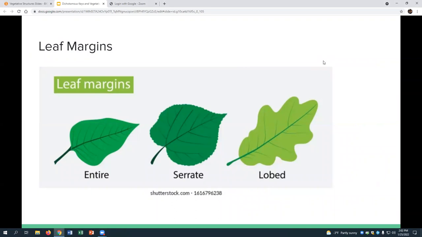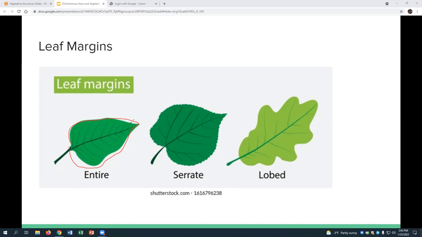Once we identify how the leaves are arranged and whether they're simple or compound, we're likely going to describe what the edge of the leaf looks like, what that margin looks like. Remember, the margin is just the outline, the edges. The simplest first division, or forming a couplet, might be something like entire versus not entire, although we don't love to use the term not in our couplets. So an entire margin means it's smooth.